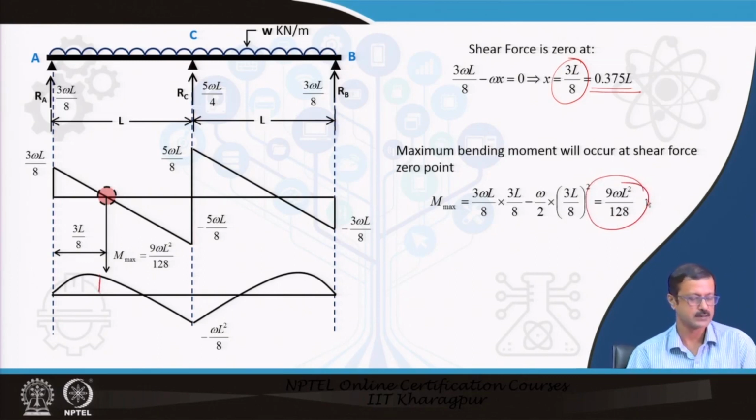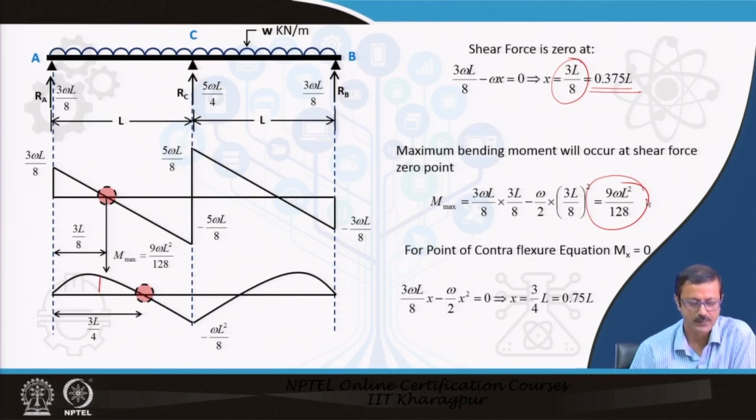So, I put it like that, and I can also know another very interesting thing: at this particular point the bending moment changes its character from negative to positive, or at that particular point the bending moment is equal to 0, and that is also known as the point of contraflexure.